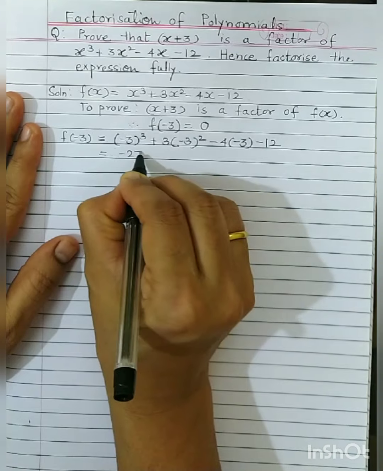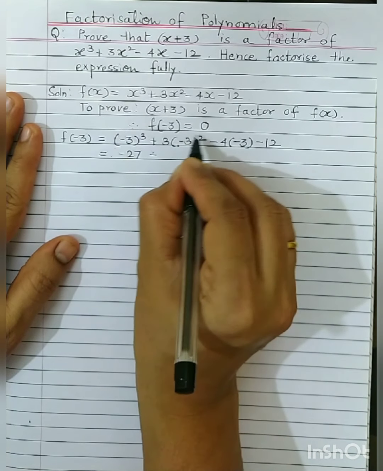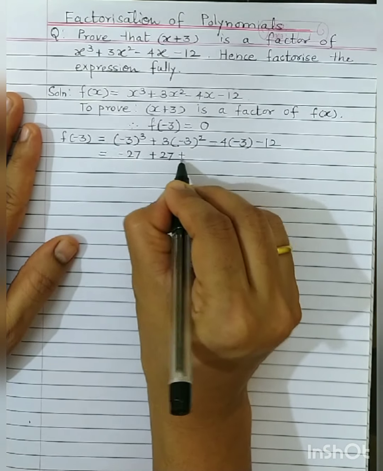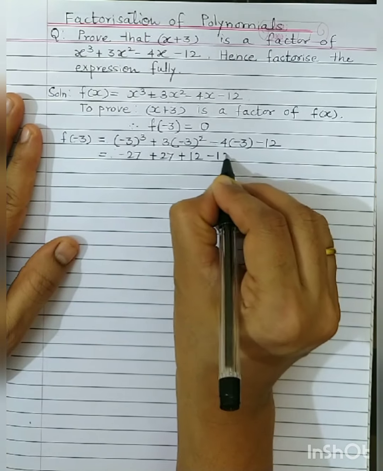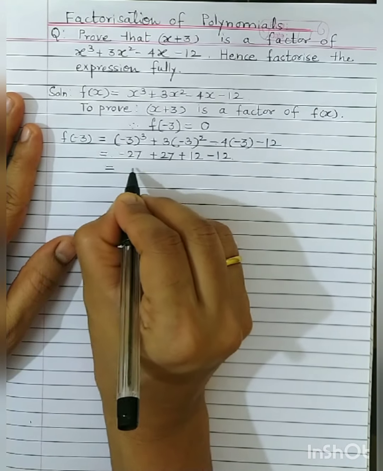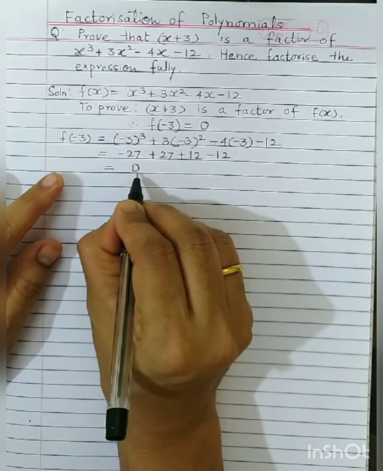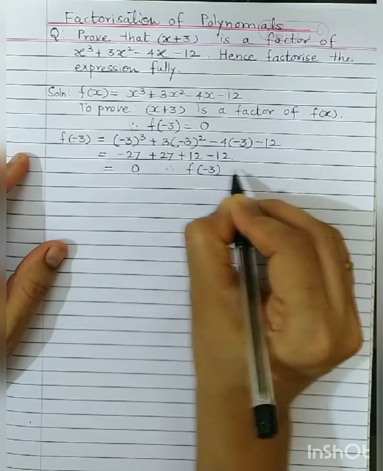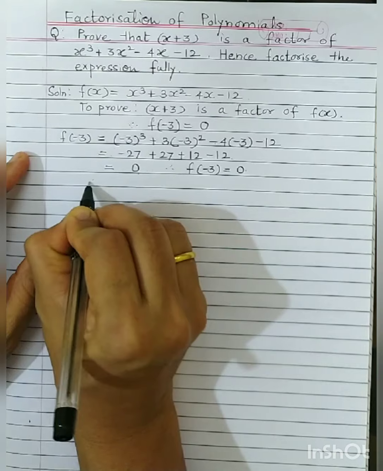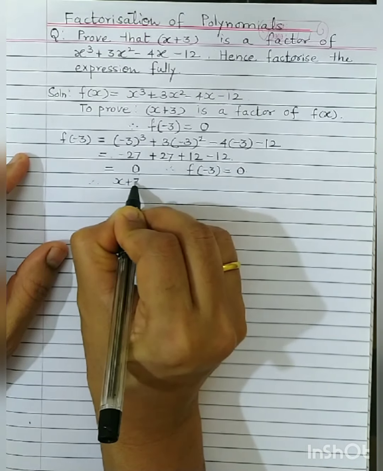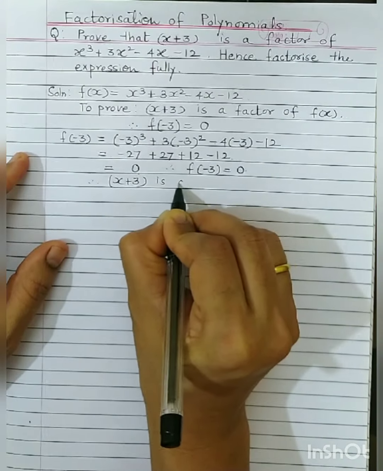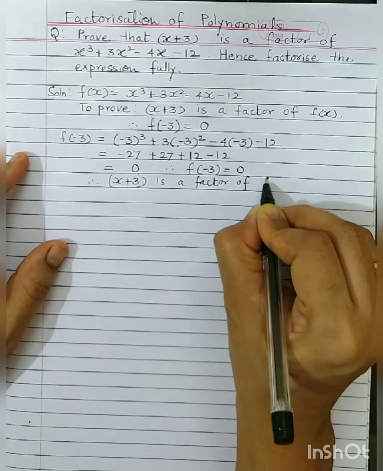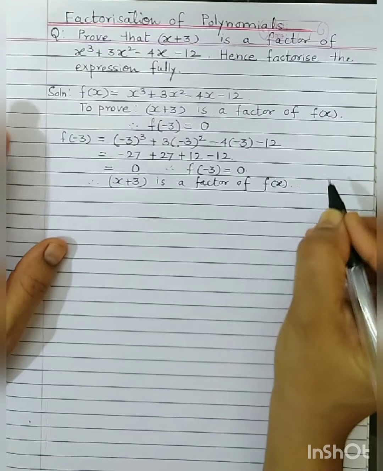It comes as minus 27. Minus 3 square is 9, 3 nines are 27, so plus 27, minus into minus plus 12, minus 12. So ultimately what does it come is 0. We have proved. So first part you have shown that f of minus 3 is 0. Therefore x plus 3 is a factor of f of x. First part of the question is completed.